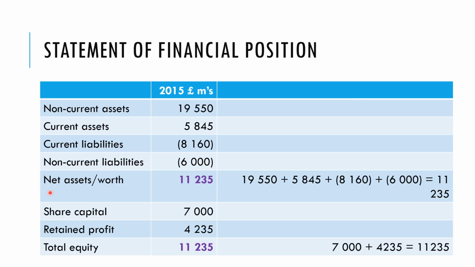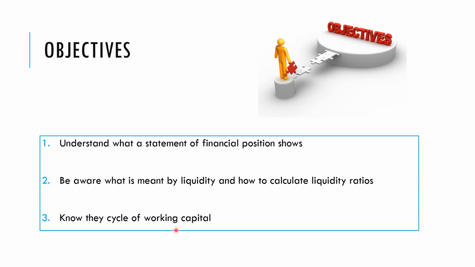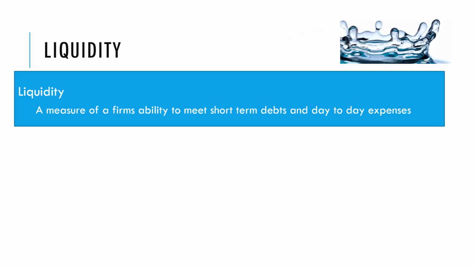And here we can see the net assets, 11,235, equal the equity belonging to the shareholders, 11,235. So we have done our first objective, looking at what a statement of financial position shows. The next objective is to look at liquidity. Liquidity measures a firm's ability to meet short-term debts and day-to-day expenses.